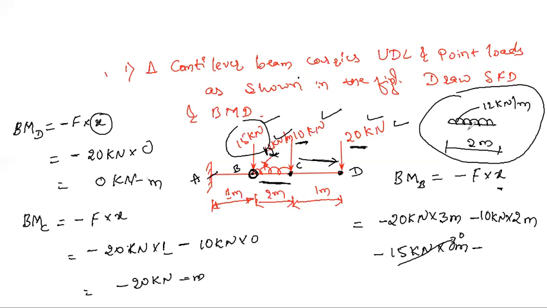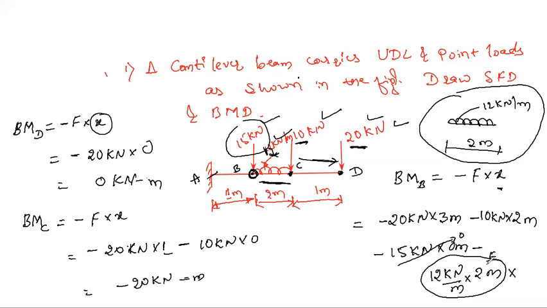To convert this UDL into point load, what we need to do first? First, we need to write the intensity. What is intensity? 12 kilonewton per meter, multiplied with the length, which is 2 meter. This entire thing is nothing but your force. Next we need to multiply with the distance.